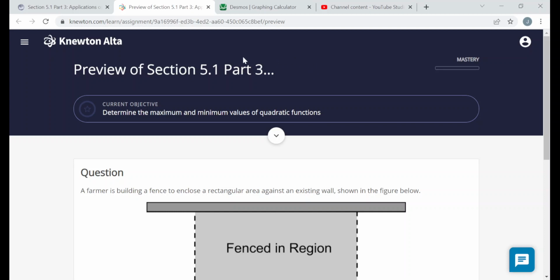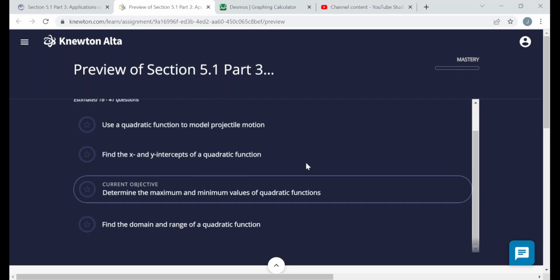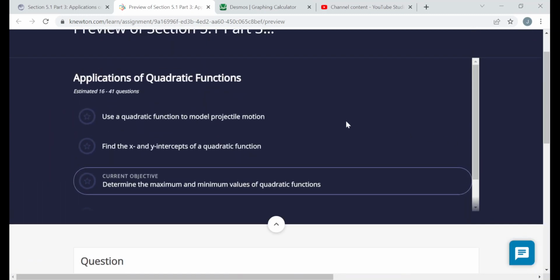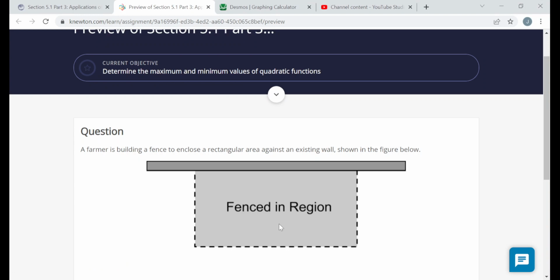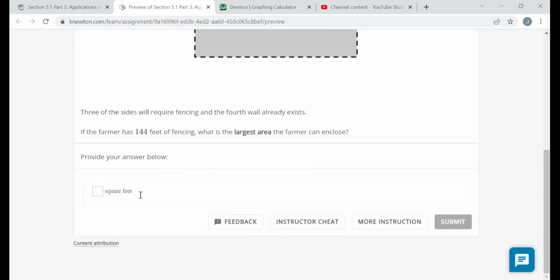Alright, so on your assignment page you should have the title, the mastery bar. You can see your objectives. Looks like there are 4 objectives for this particular assignment. And then under the current objective, you should see a question related to that objective. And at the bottom of each question, you should see a feedback button where you can send feedback to Knewton.